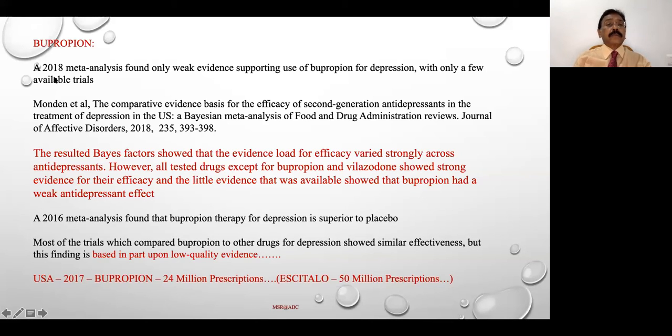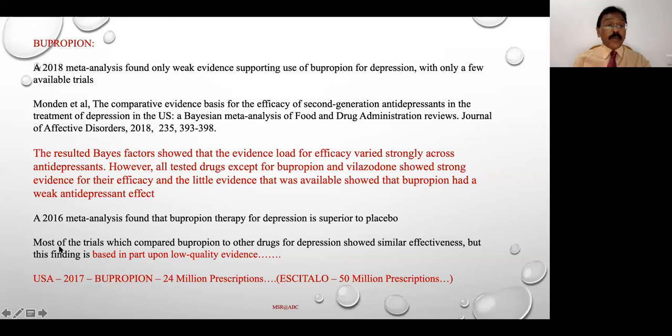Look at this, sir. A 2018 meta-analysis, in the Journal of Affective Disorders, showed weak evidence supporting use of bupropion. Efficacy varied strongly across antidepressants. I think we are right. We have been told that all are equivalent. Here, see that all tested drugs, except for bupropion, showed strong evidence for their efficacy. That means clearly this particular meta-analysis says that bupropion is not a very effective antidepressant. The little evidence that was available showed that bupropion has a weak antidepressant effect.